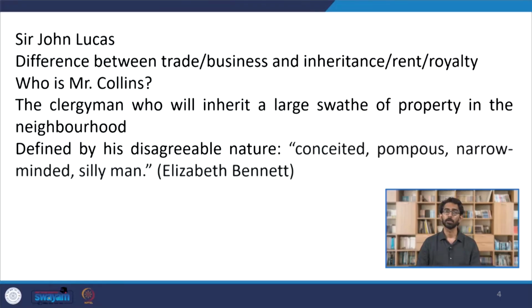So let's understand briefly what is this choice that Charlotte Lucas makes. Now, I read out a quote from the novel which introduced Sir John Lucas, that is Charlotte's father.